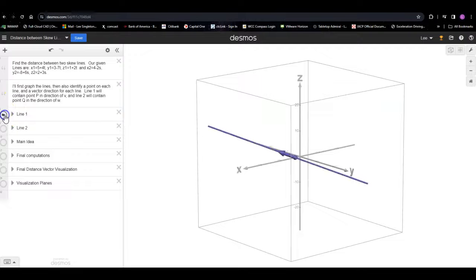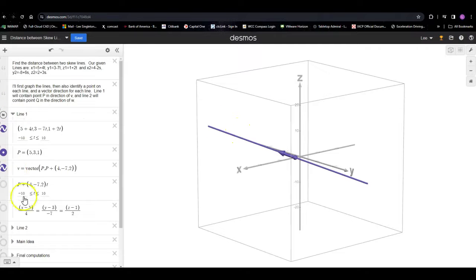So to start off, I'm just going to click this folder here. This will show line 1. If you want to see some of the stuff involved, you just click the arrow and it'll show it. And then if you don't want to see it later, you can hide it again.